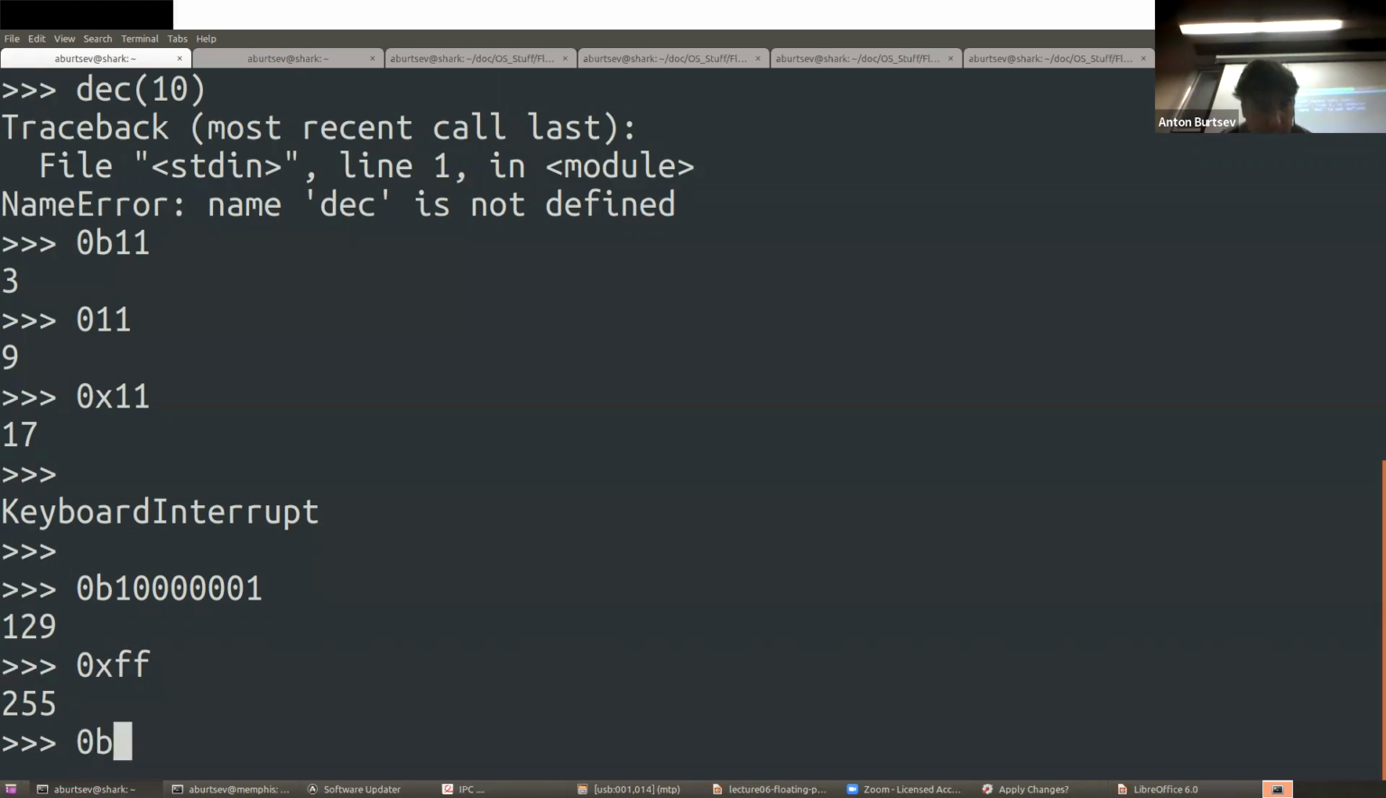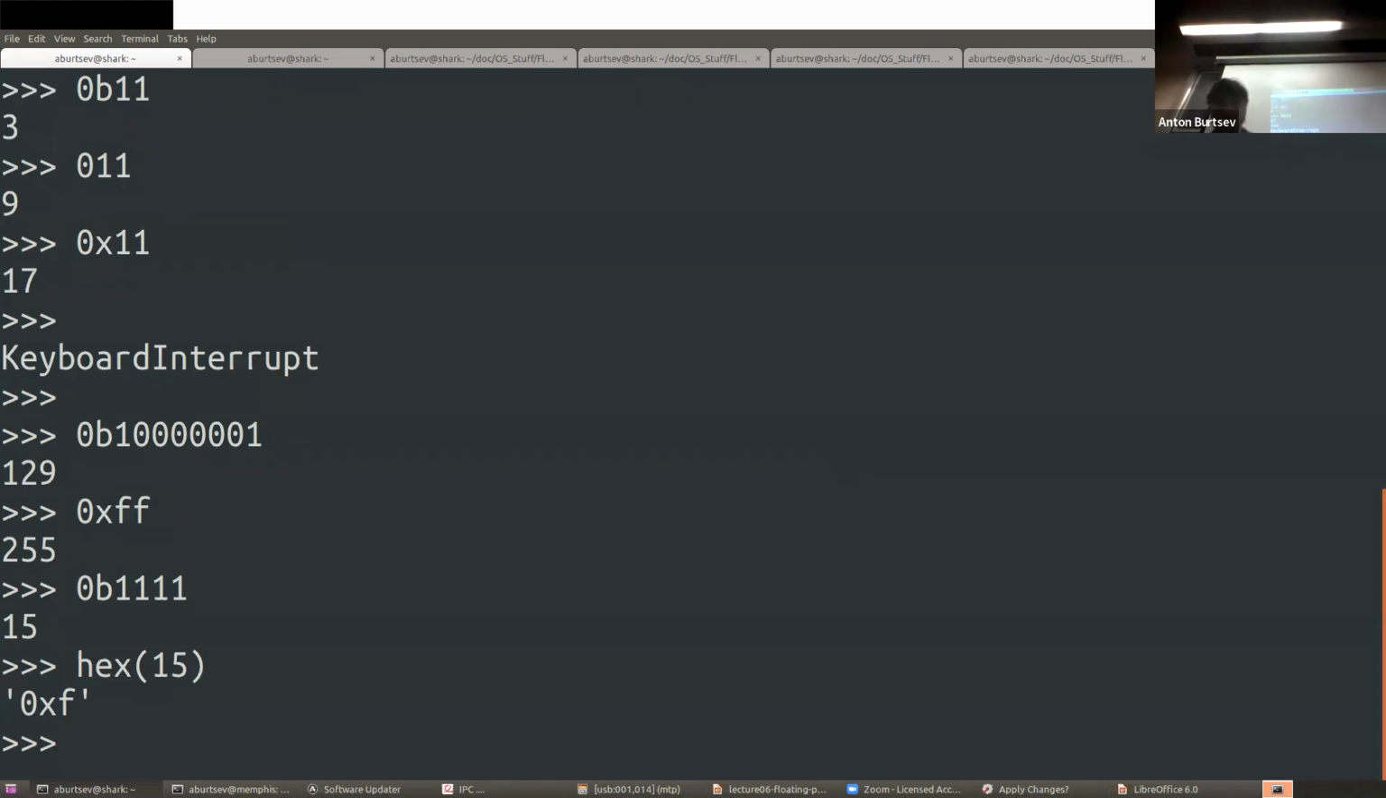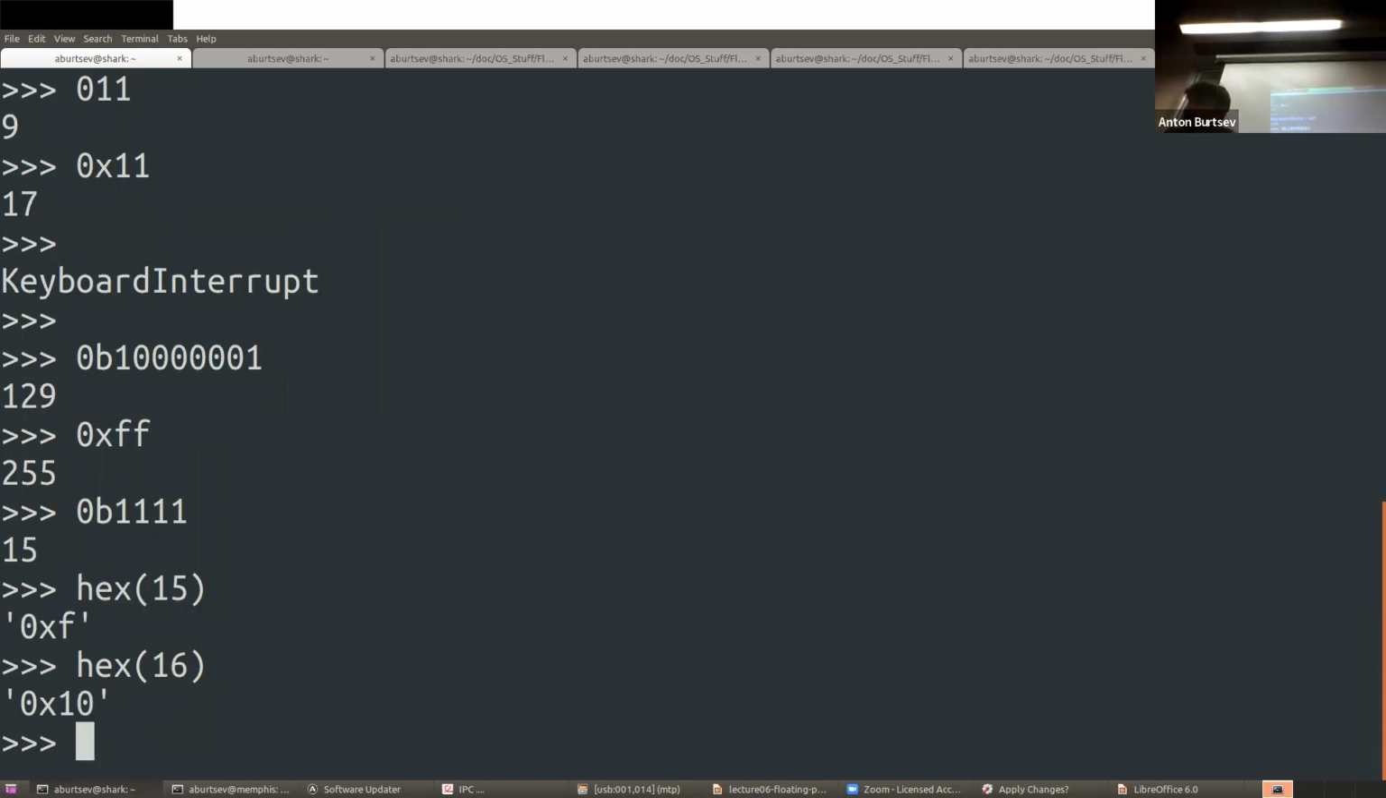I can use binary notation for any binary number, and it will output the value. And if I want to convert back, I can use the hex function, saying, for example, what is the hex representation of 15? What is 16, for example? So Python is a powerful tool, and I recommend you start using it as a powerful calculator for your homeworks. Is it clear how it works?